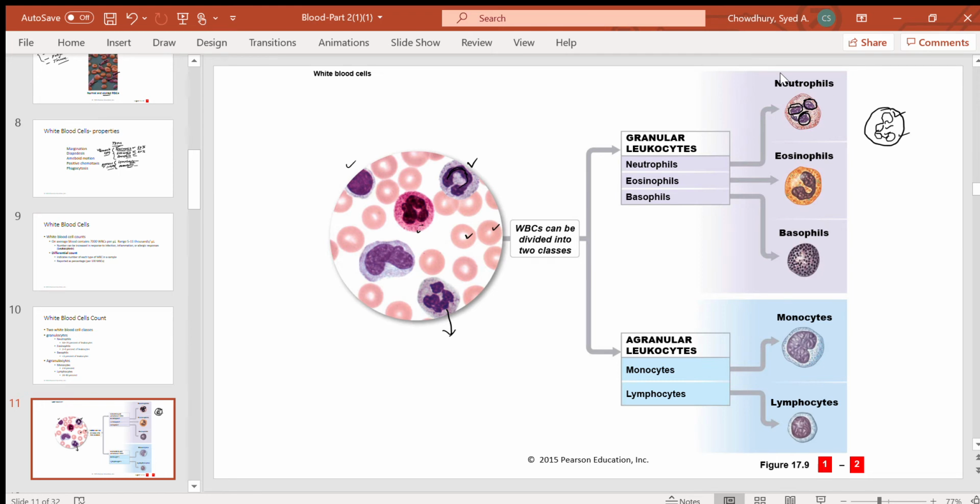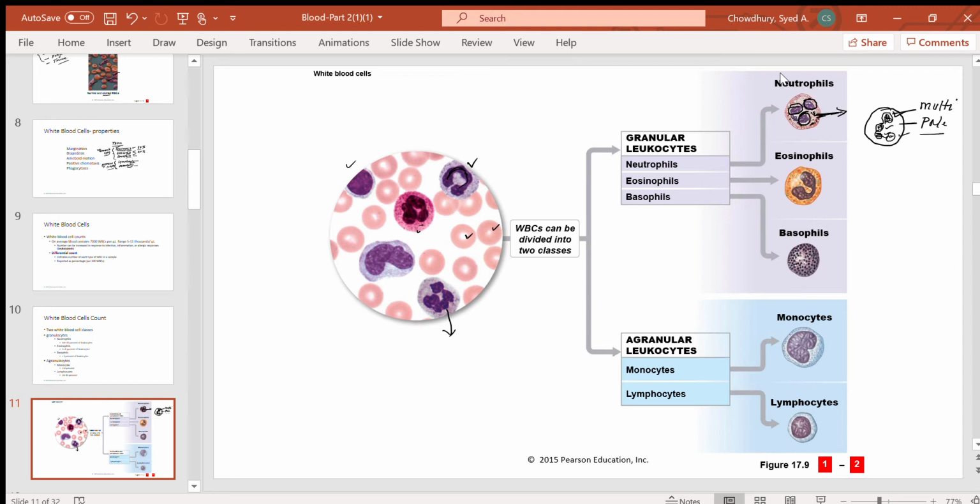So if you see the nucleus has multiple lobes and the cytoplasm here is not deeply stained. Why? Because the granules here take both acidic and basic stains, so they neutralize each other. So that's why the color is not clear, so cytoplasm is pale, but nucleus is multi-lobed.